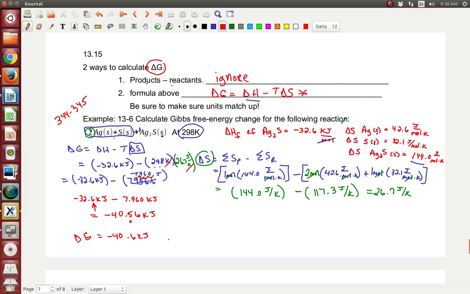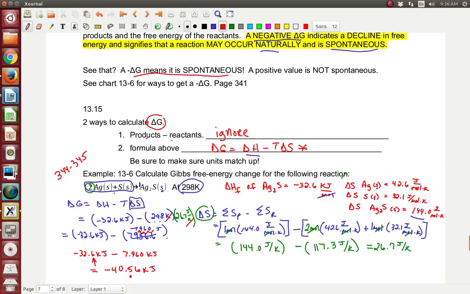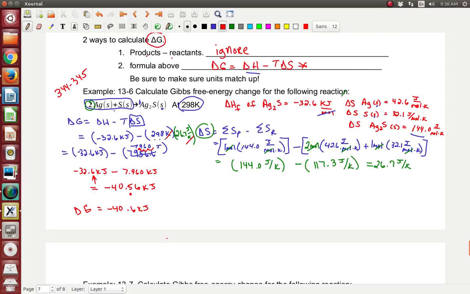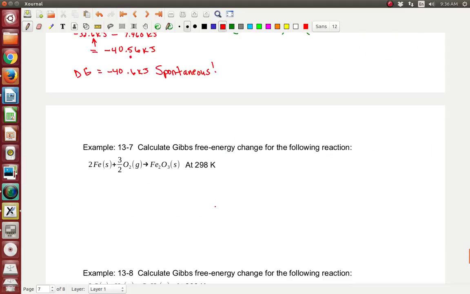Now, is that spontaneous or not spontaneous? Well, just look back up. A negative delta G means it's spontaneous. So this is a spontaneous reaction. Okay, let's do the next one.